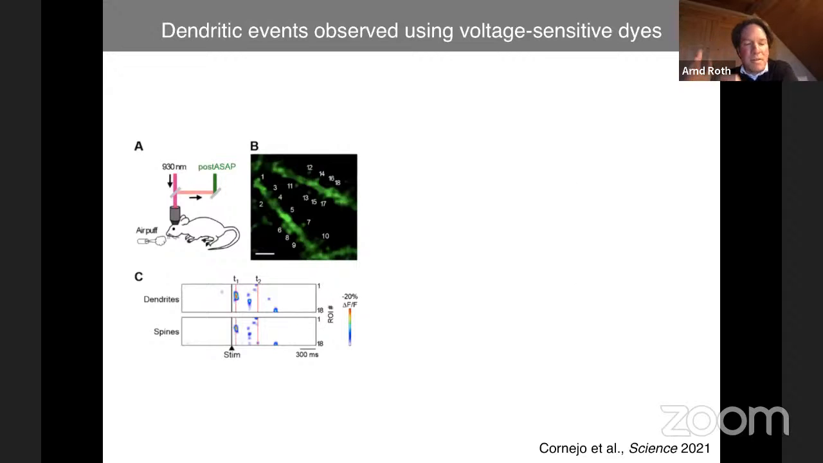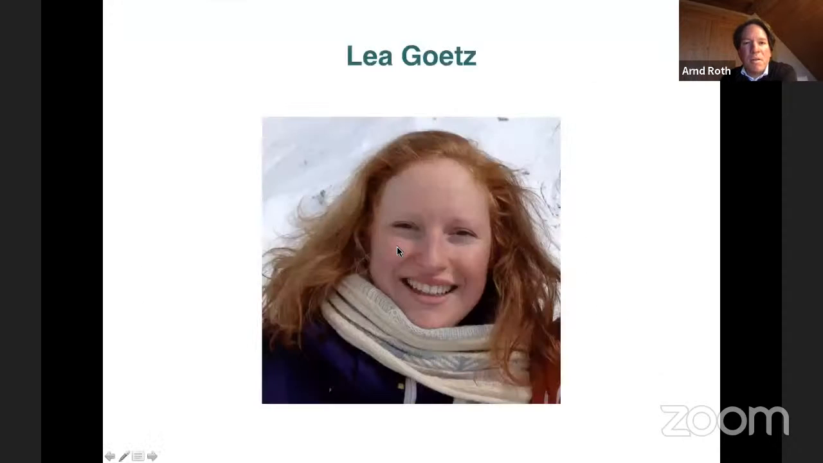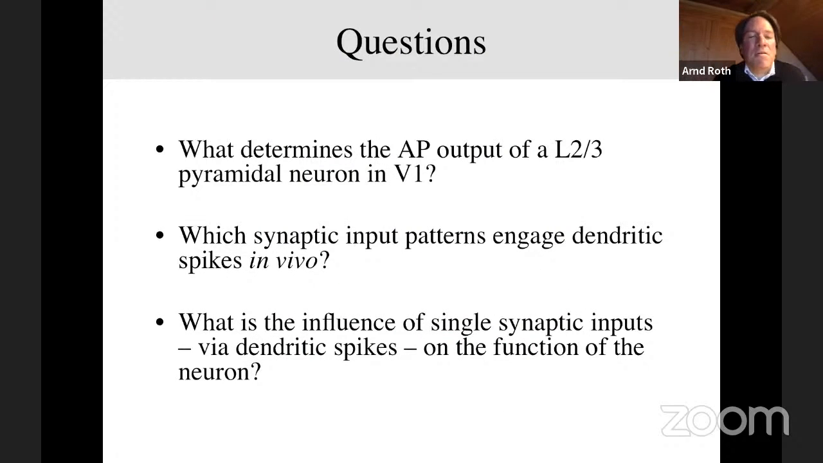Sorry, I want to add this. This is a very recent paper from the UST lab showing with voltage-sensitive dyes that you can also see events that involve multiple spines or parts of a branch. The advantage here is that we have a fairly linear readout of even subthreshold voltage, unlike what you have with calcium imaging. So this is a paper you may want to look at. It just came out. The work I'm going to present is by a gifted PhD student from the lab, Lea Götz, and she addressed the following questions.